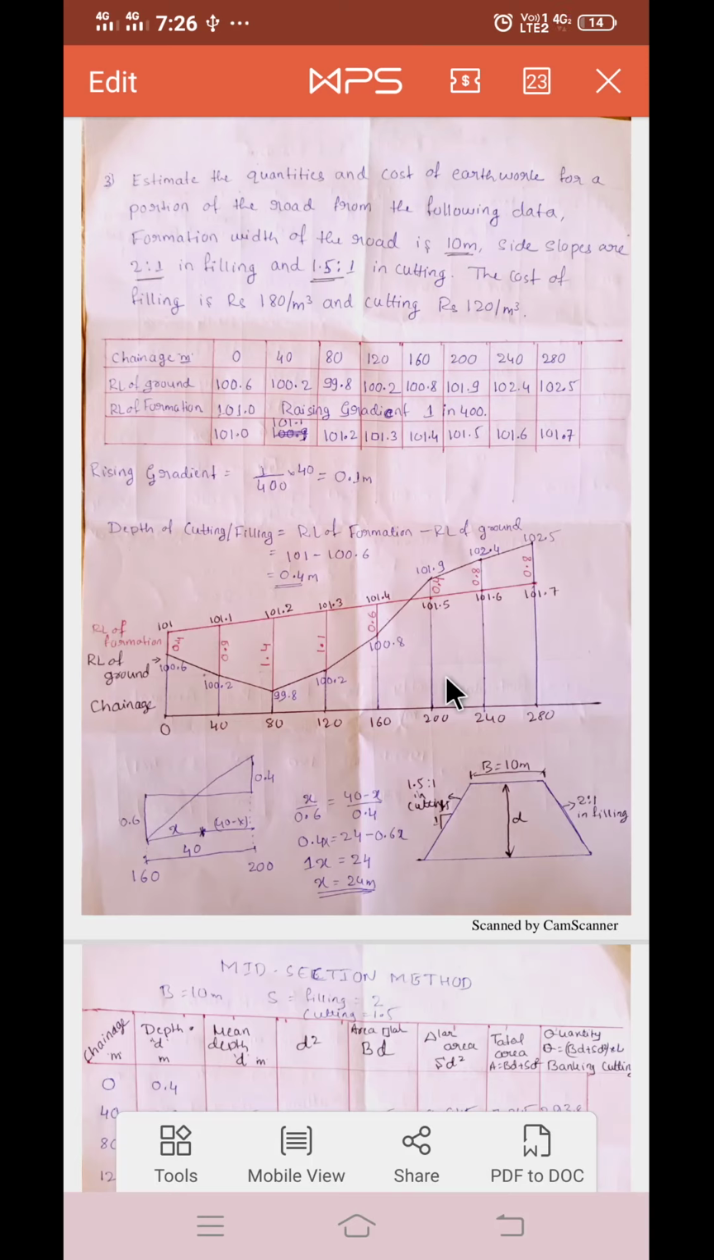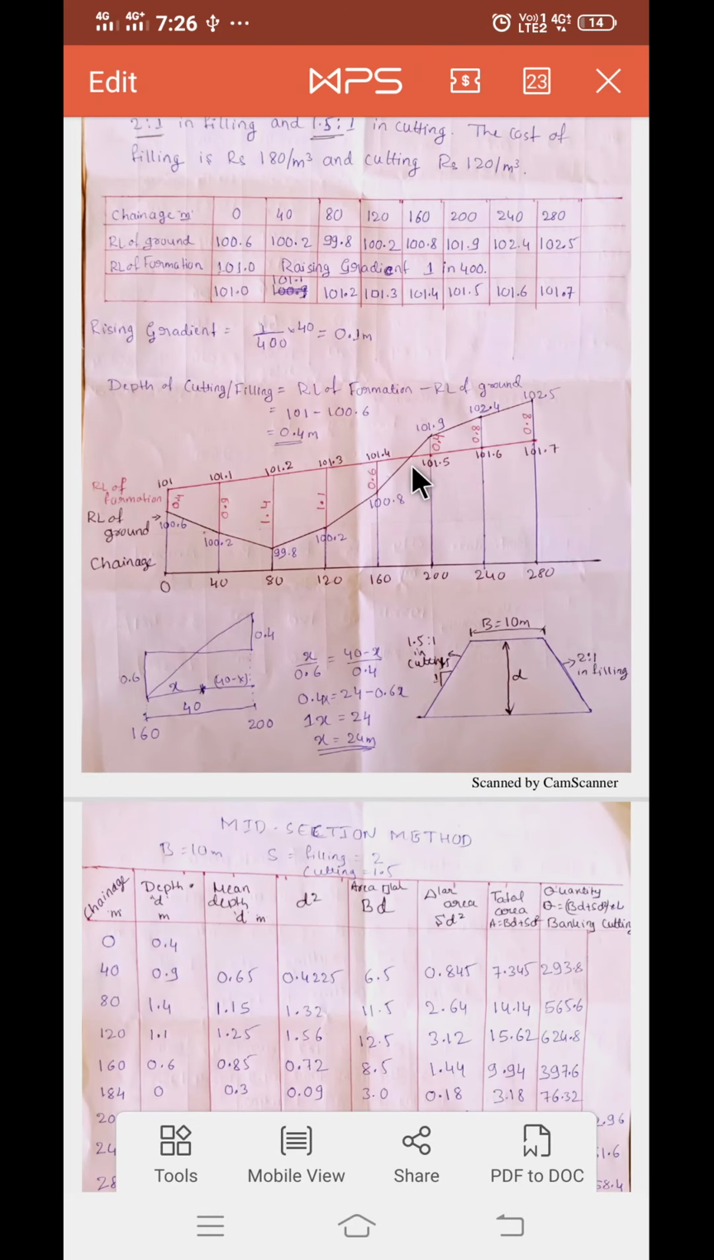Okay, and one more thing we need to calculate here: the banking is going to change from filling to cutting in the chainage between 160 and 200. So where exactly it is, that we need to calculate. At 160 chainage the depth of filling is 0.6, and at 200 the depth of cutting is 0.4. In between the distance is 40 meter. So let us assume this point is at a distance of x, then the remaining distance is 40 minus x.